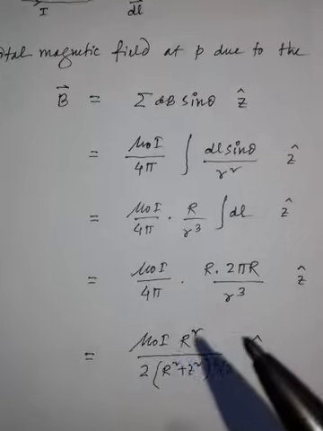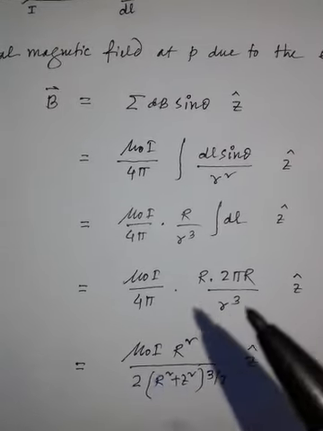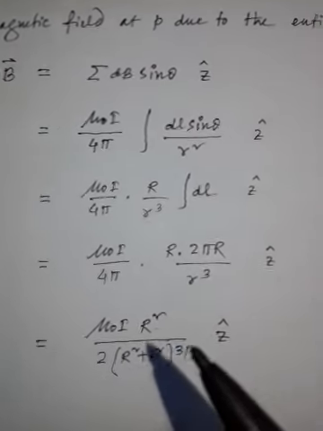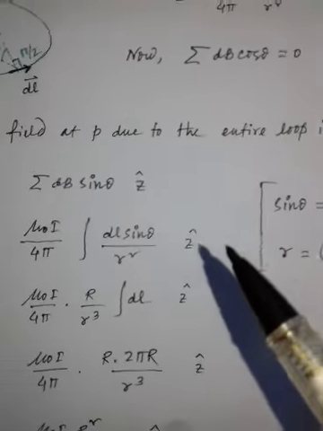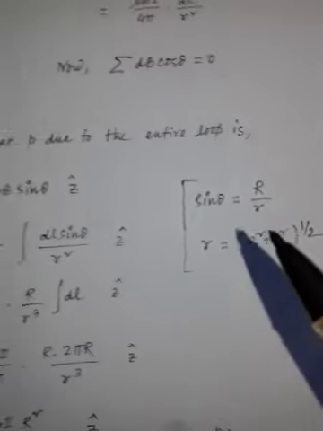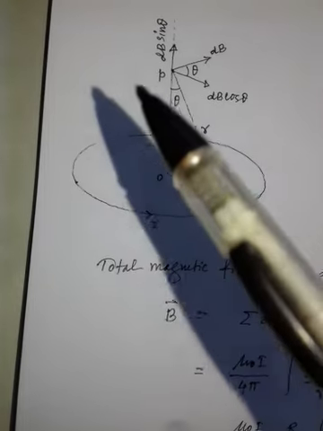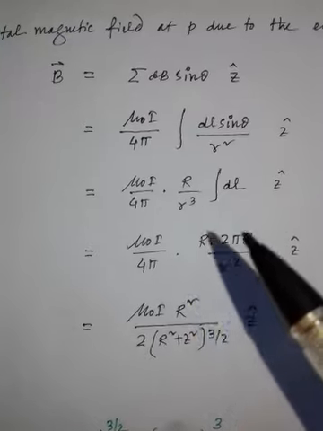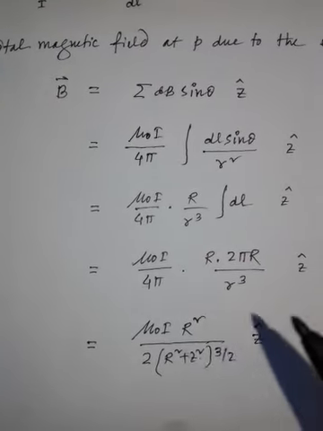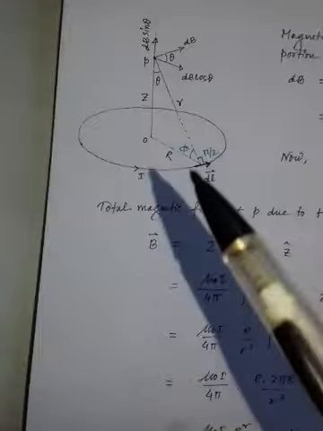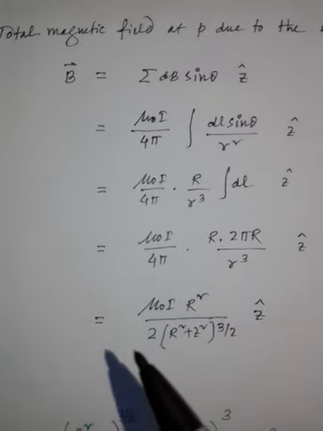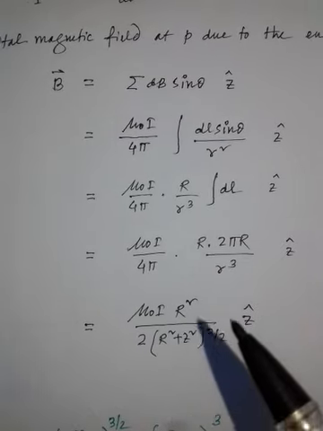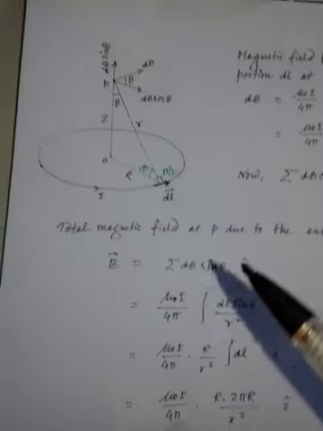So finally we get mu naught I r square by 2 small r cube, but small r can be written as root over r square plus z square. If we replace small r cube, then we get this term finally. That is, the magnetic field at P will be mu naught I r square by 2 times r square plus z square to the power 3 by 2, and the direction would be along the axis.